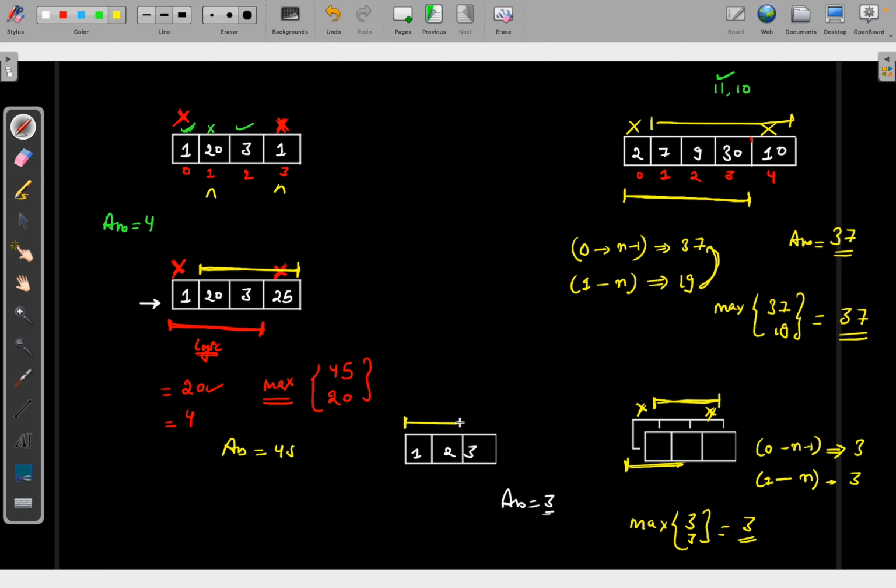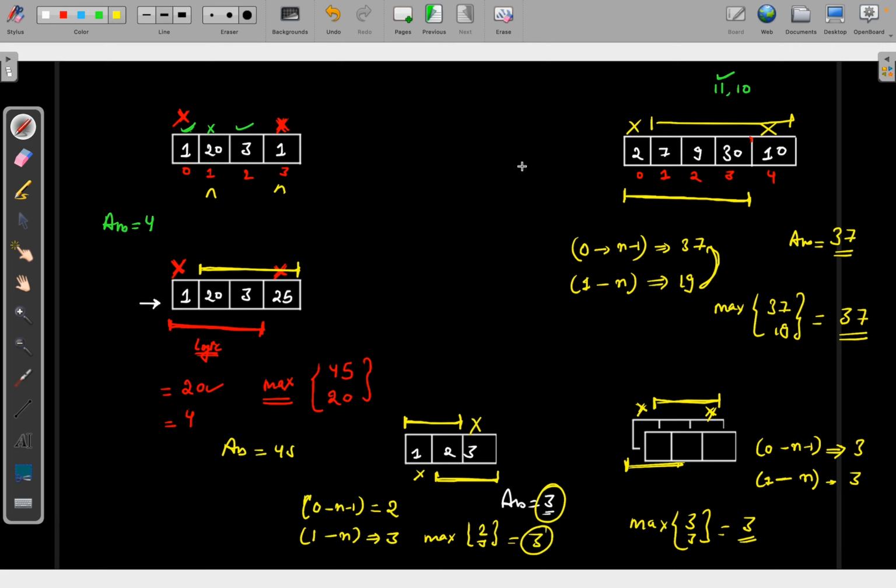So first logic, I will start from here to here. I will ignore this one, so the maximum I will get by the 0 to n minus 1 index is 2. If I ignore this one and start from here to here, from 1 to n, I will get 3 as the maximum. What will be the maximum of 2 comma 3? That is 3. Yes, so my answer is 3.